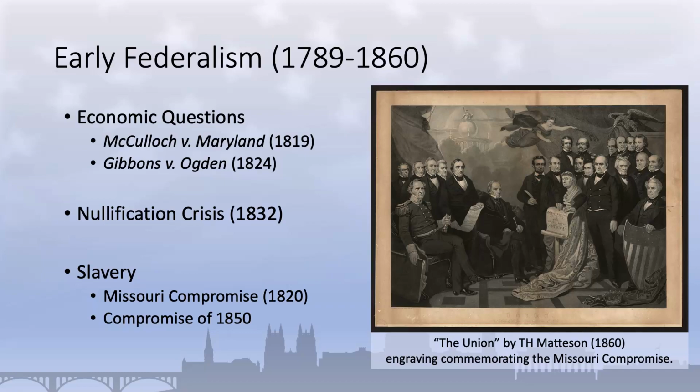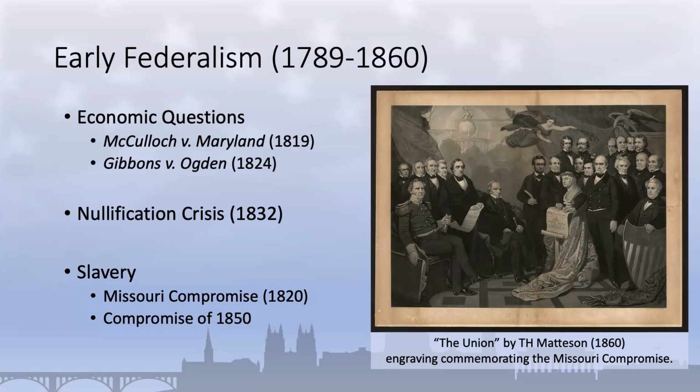The compromise allowed Missouri to enter the Union as a slave state, but prohibited slavery in any new states north of the 36-degree 30-minute parallel, except for Missouri. The Compromise of 1850 attempted to maintain a similar balance. It was a package of 5 bills passed by the U.S. Congress that aimed to resolve the controversy over slavery in the territories acquired during the Mexican-American War.